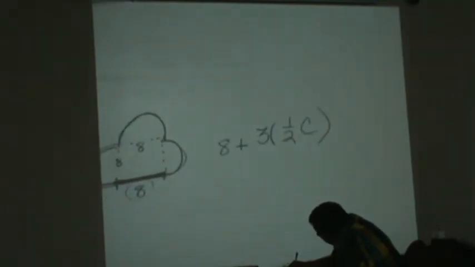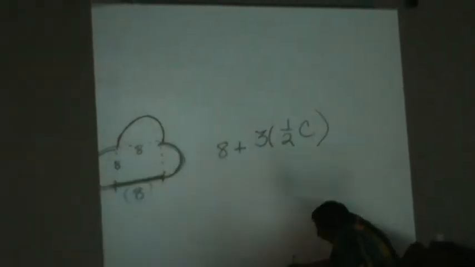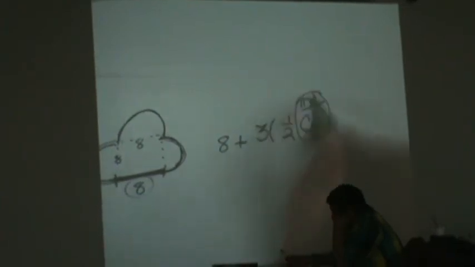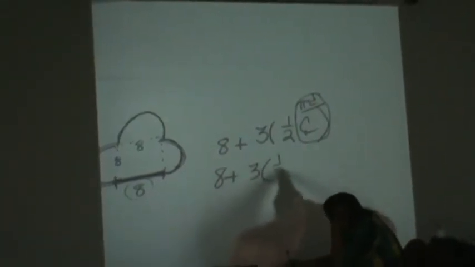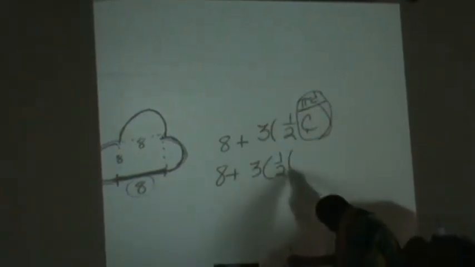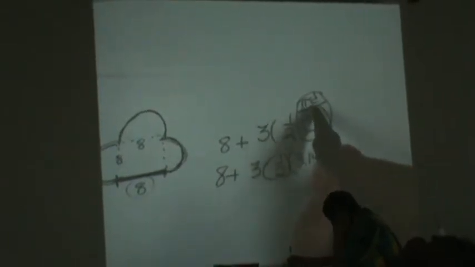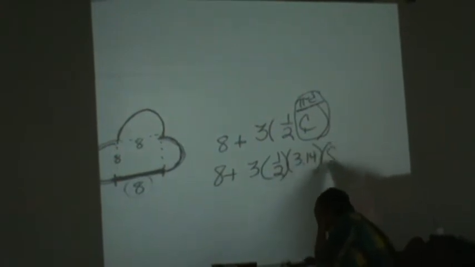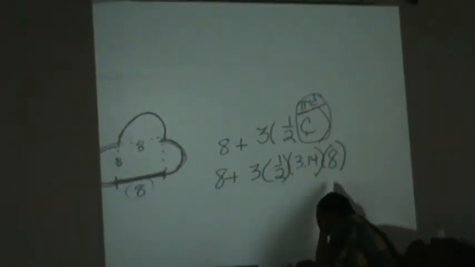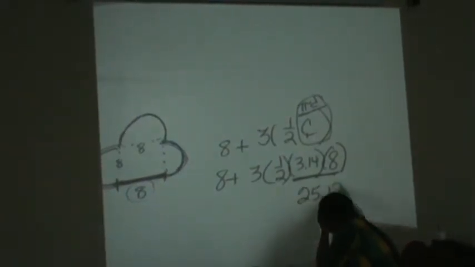You have 3 of those. What is the circumference? 8. The circumference is supposed to be pi times the diameter, right? Okay, so let's leave the 8 plus and leave that part. Pi is 3.14. The diameter was 8, right? How far across? 25.12. 8 times 3.14 is 25.12.